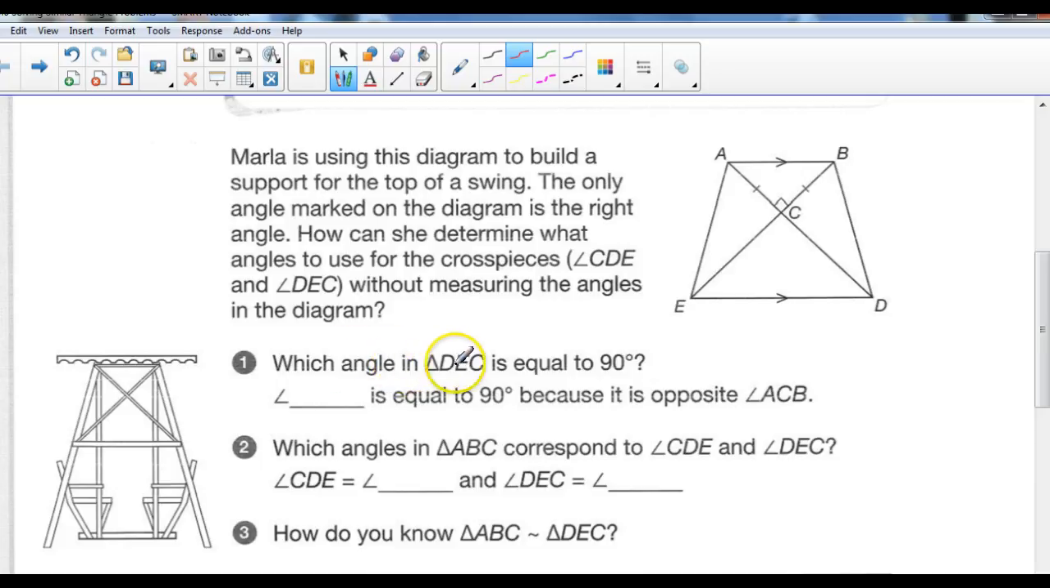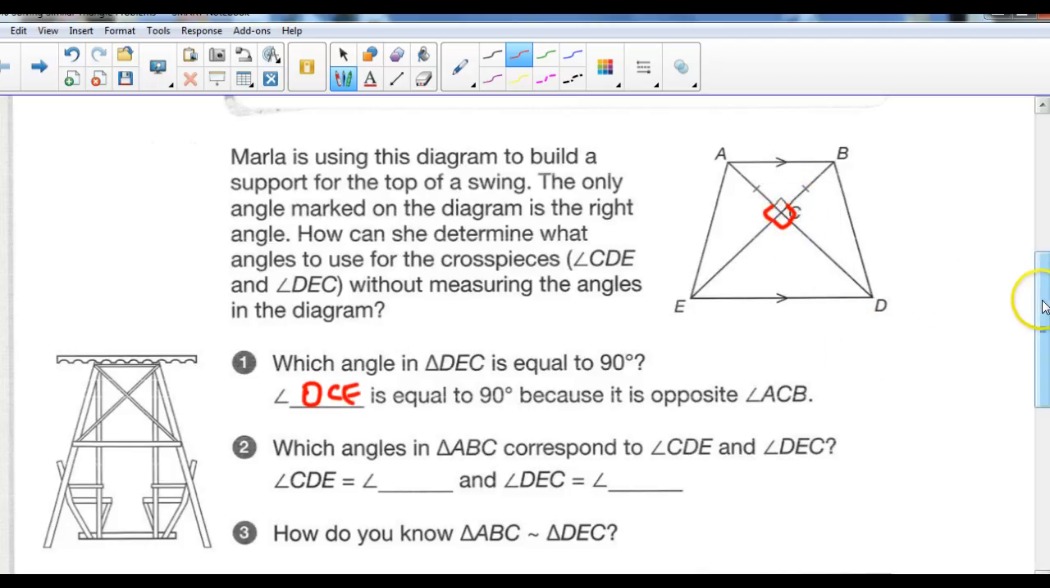So which angle in triangle DEC is equal to 90? We know that DCE is equal to 90 because it's opposite ACB. So we know that DCE is opposite here. This is 90. That means that this one here has to be 90 as well. And if that's 90, that means that this one here has to be 90 and this one here also has to be 90.